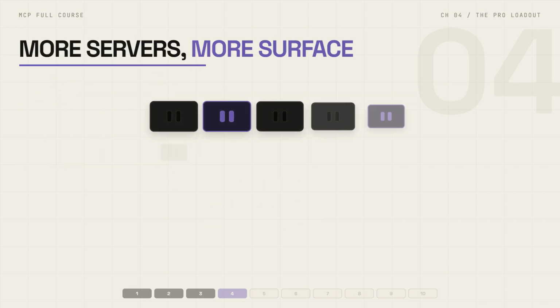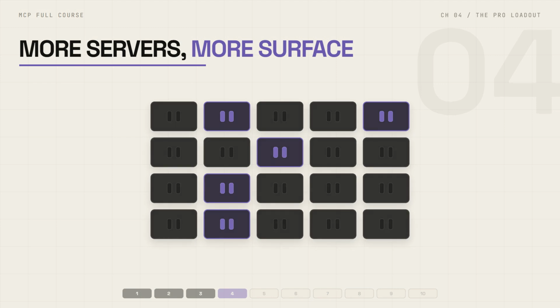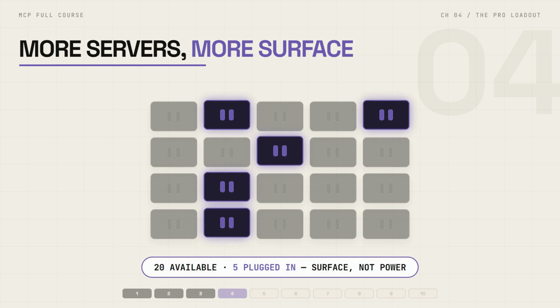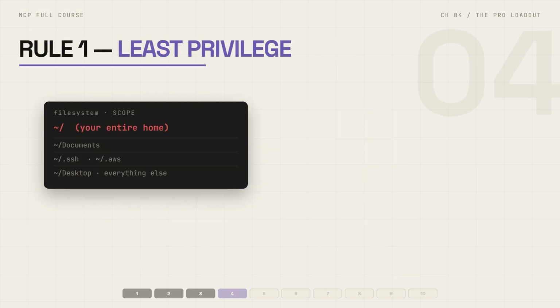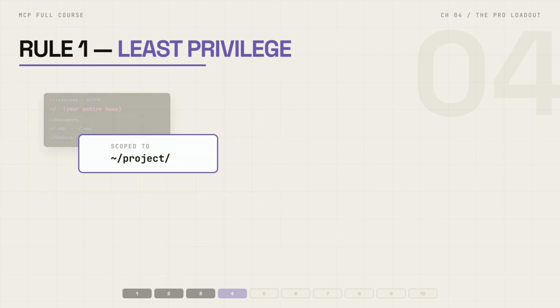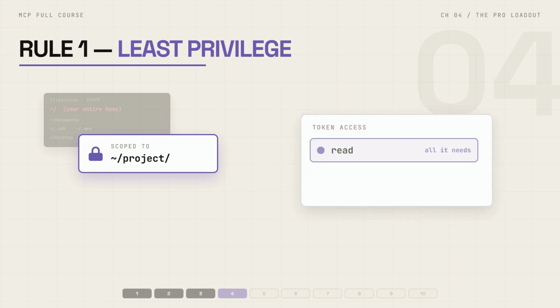Chapter 4, short and important. More servers isn't more power, it's more surface. Here's how pros run their fleet. Rule 1, least privilege. Scope the file system server to one folder, not your home directory. Give tokens read access if reading is all you need.